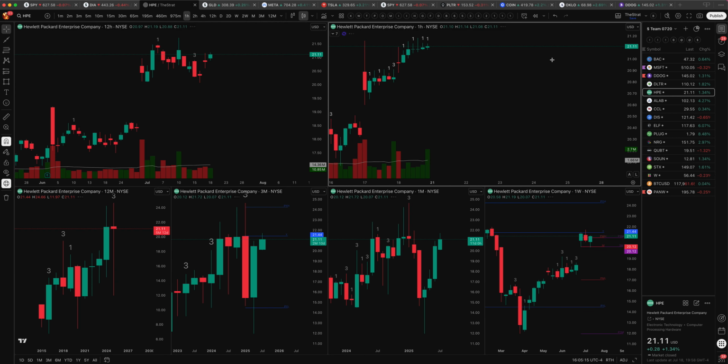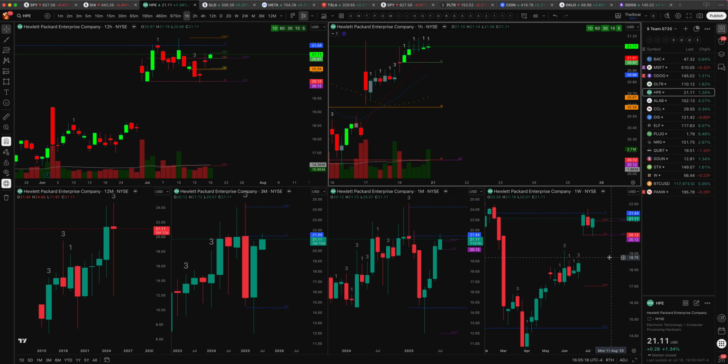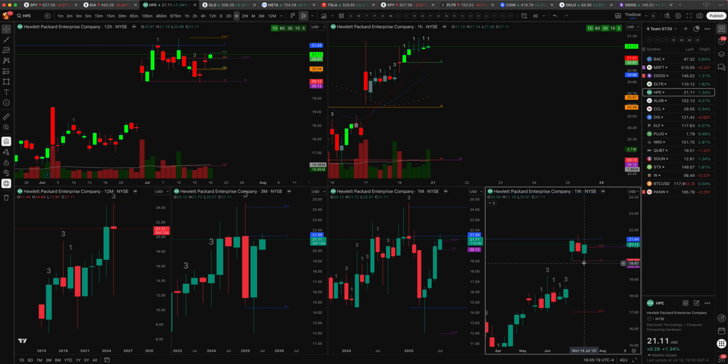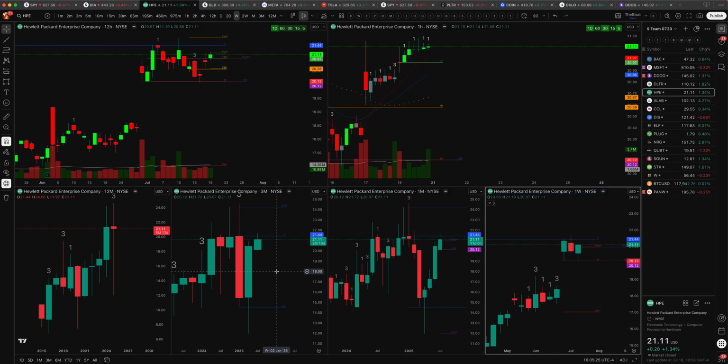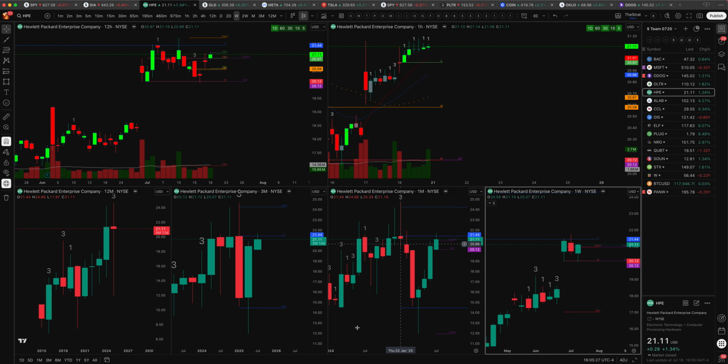It's pretty, and once you do them a million times, man, this stuff becomes easy. I like this HPE, 2 down and green on the week. The quarter is in force. Haven't hit this pivot here yet, so this is a target.